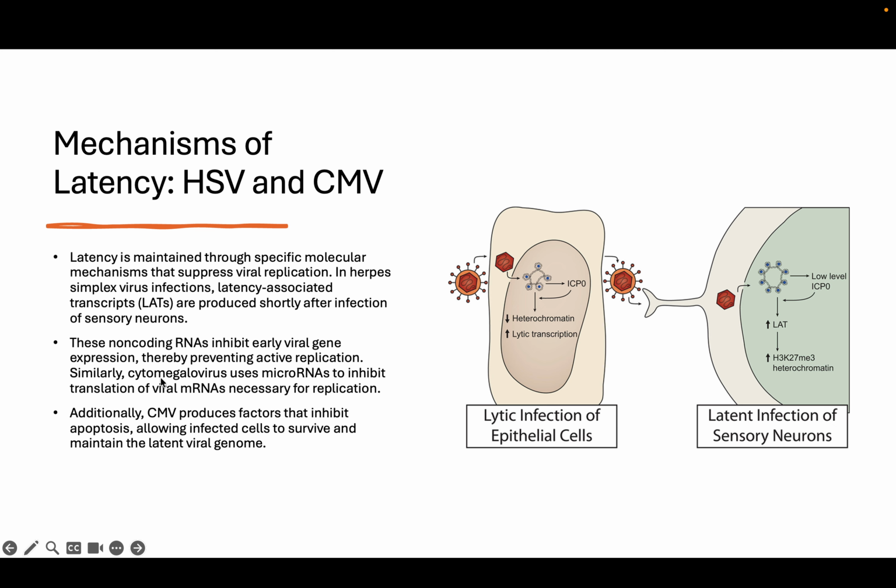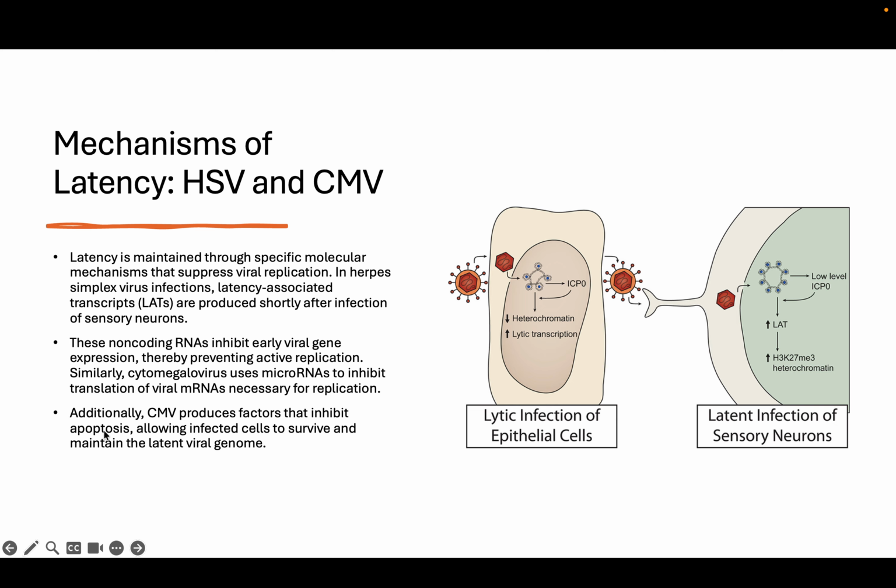Cytomegaloviruses also use a very similar thing, where they also use microRNAs. These microRNAs inhibit any viral mRNA needed for replication. So they're literally suppressing basic protein translation. That's why it stops viral replication in general.